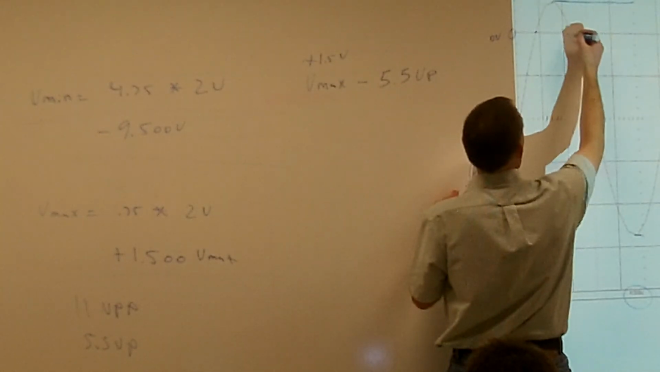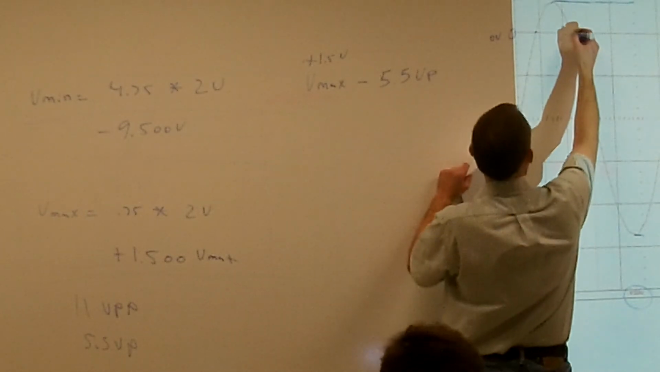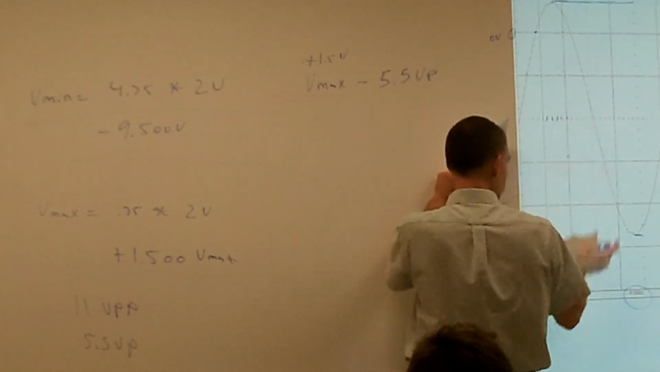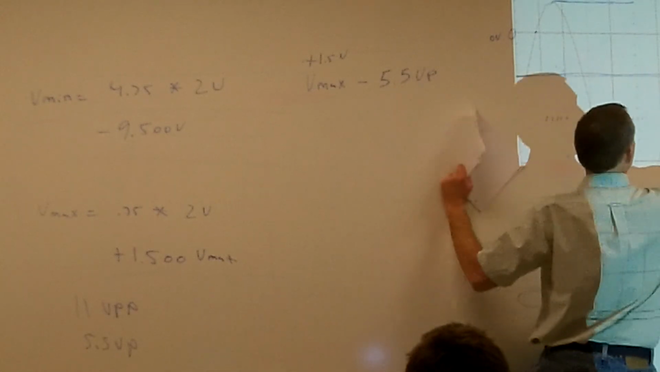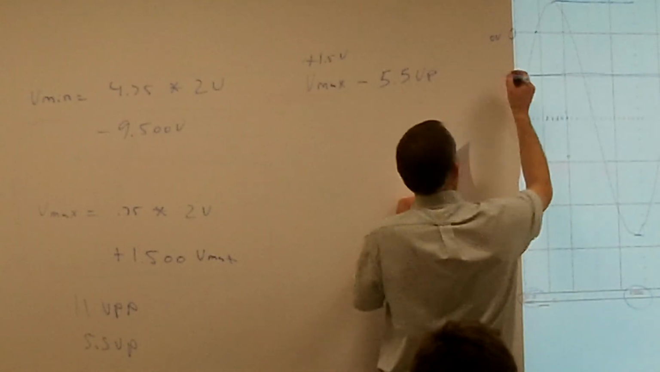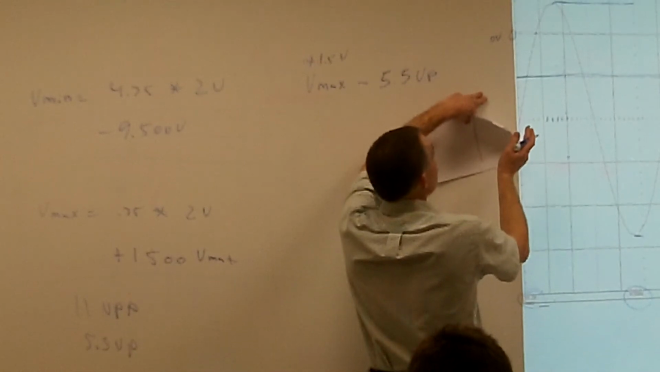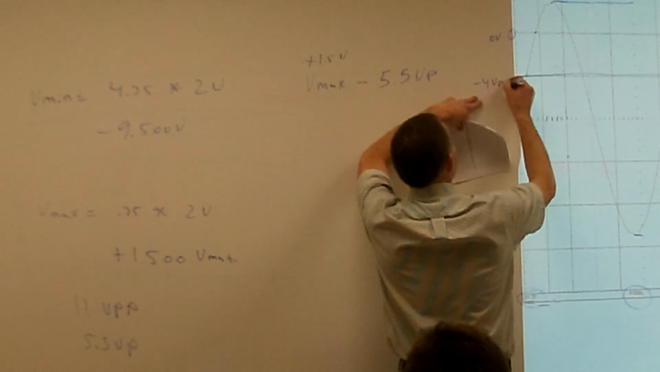So I know that here's 0. Then I'm just going to count down, 1, 2, 3. Let's see what happens. 2 volts per division. Because I've got 2 volts per division, I'm just going to count down. So my voltage DC is going to be right here. Is that a negative 4 volts or a positive 4 volts? Negative. Yeah, negative 4 volts DC offset.